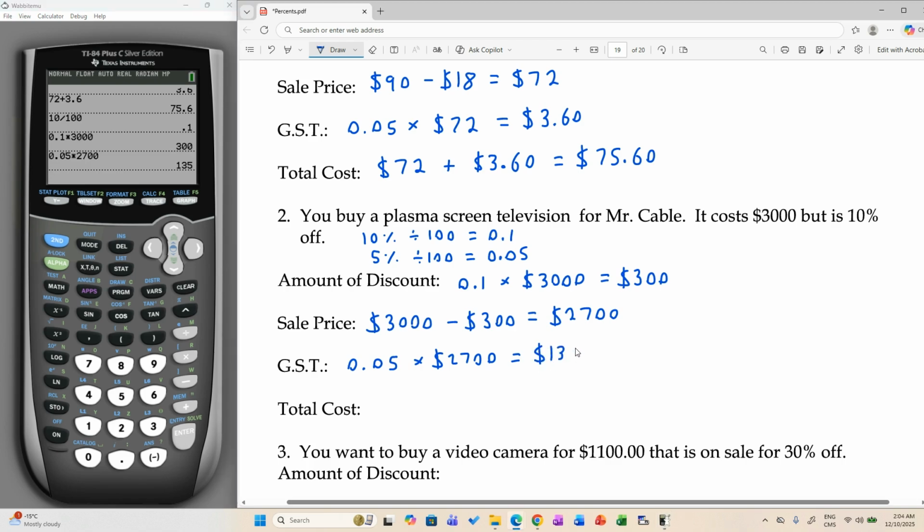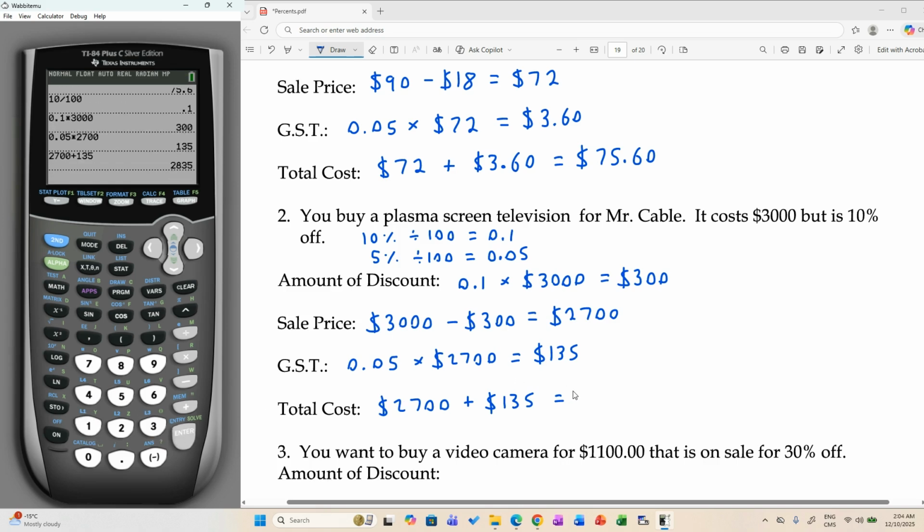I'm going to get $135 here. Hence, my total cost is going to be my sales price after the discount plus the taxes that I have to pay, which is my GST. And my total cost would be, let's add it together, $2,700 plus $135. I'm going to get $2,835 for my total costs.